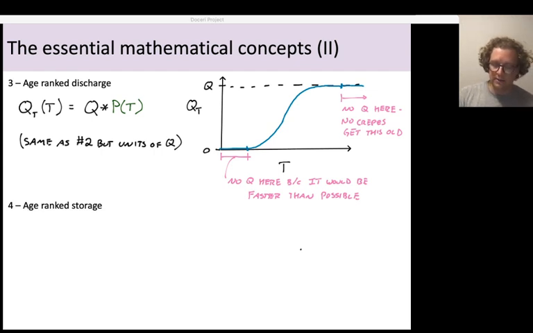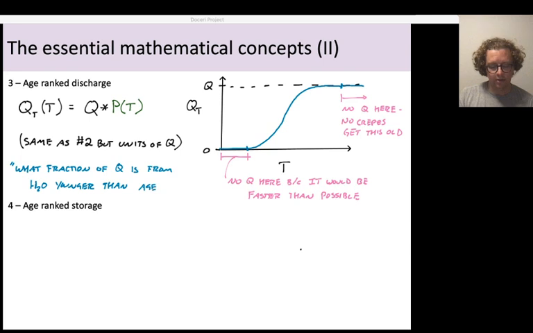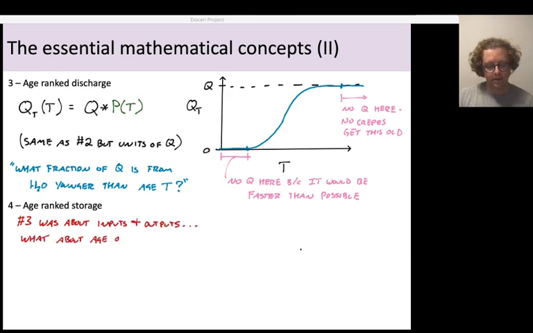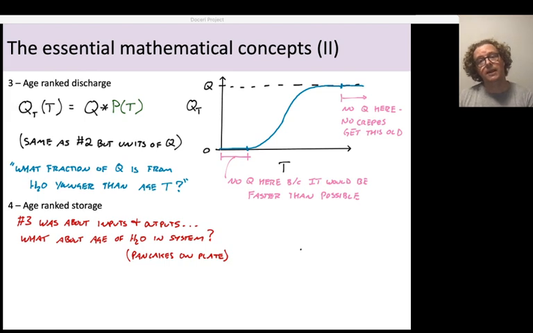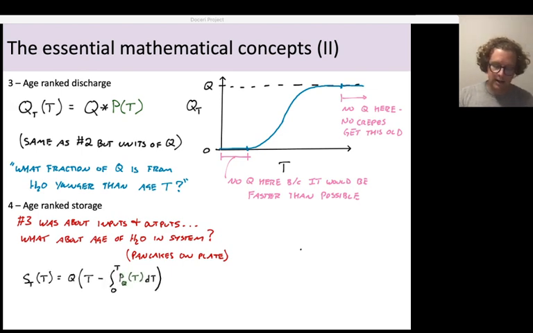And just like we could relate this to discharge, where we ask ourselves, what fraction of my flow is from water younger than age t? We can also relate this to storage. So, well, step 3 is about the fluxes of water out of our catchment. It doesn't tell us much about the pancakes on the plate. It doesn't tell us what's left in the system. And so age-ranked storage, we can calculate as shown here. And what this is telling us is what volume of water within my study reach is younger than age t.